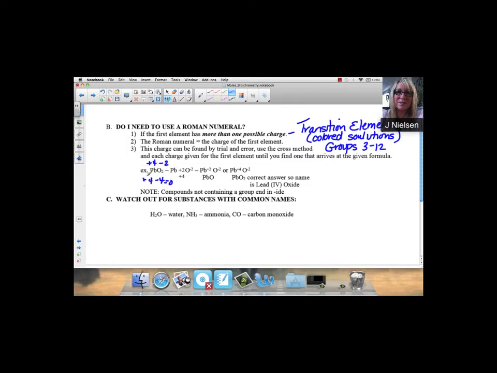So when we drop and cross on this, we would get Pb2O4, which then reduces to PbO2. So we know that the charge on this was plus 4. And then the name of this would be lead, Roman numeral 4, oxide.